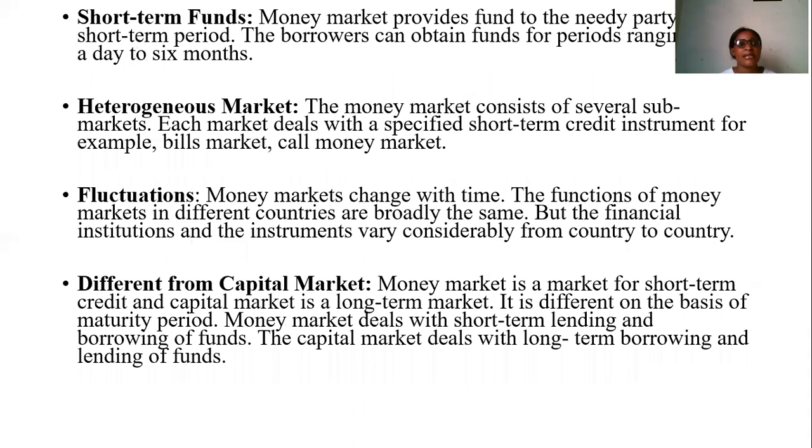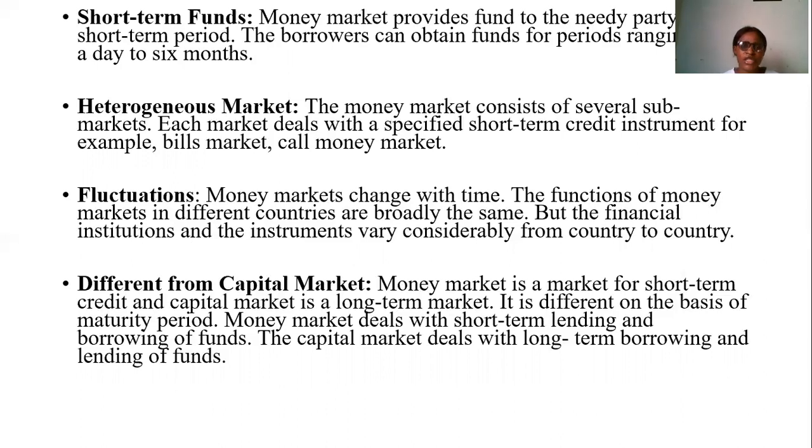All right. Number five characteristics. Short-term funds. So money market provides funds to the needy party for short-term period. The borrowers can obtain funds for period ranging from a day to 6 months. So this is what it means by short term. It's not long term, where the borrowers can obtain funds for a period of like 2 years or so. In money market, the instruments traded are of short term. So the borrowing of funds is of short term. No wonder it's a day to 6 months.